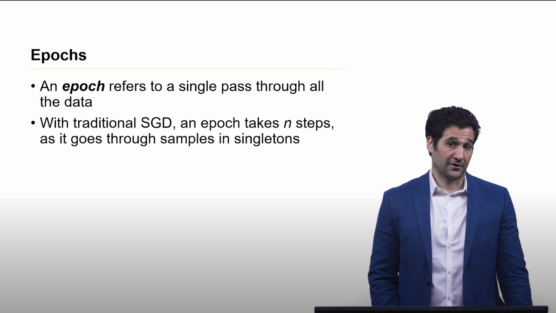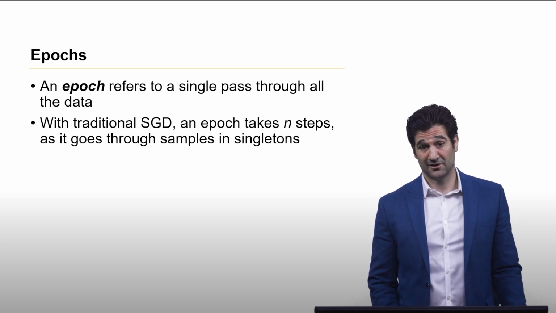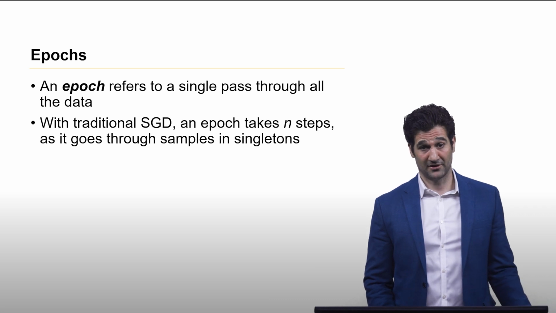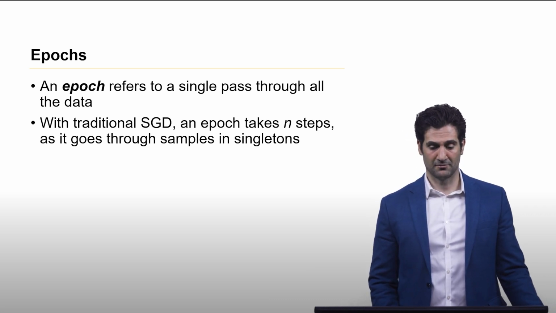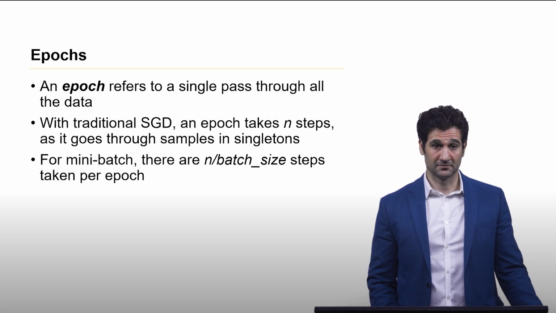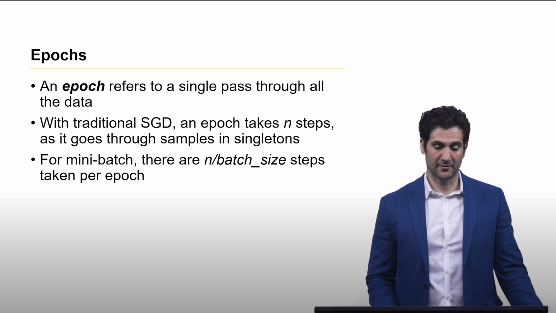Of course with traditional stochastic gradient descent, an epoch is going to take you n steps, because to get through all of the data, every instance is being done as a singleton. And so for mini batch, it's simply n divided by the batch size.